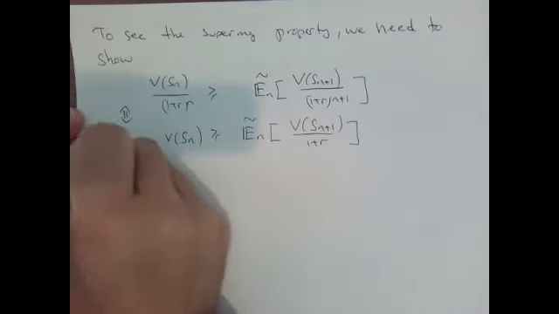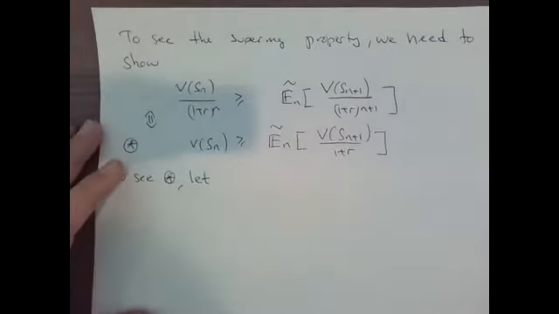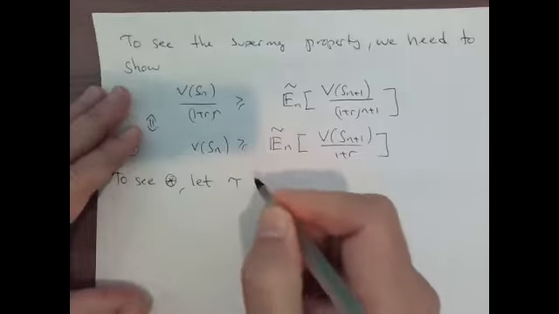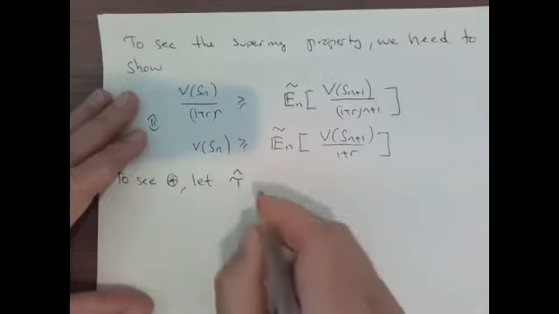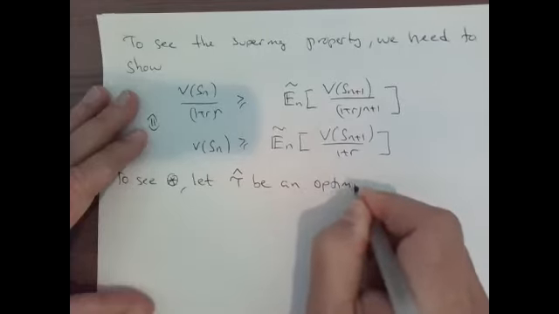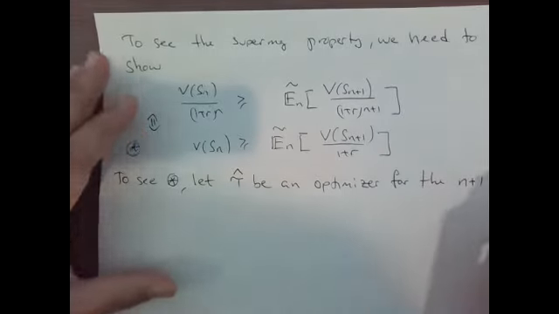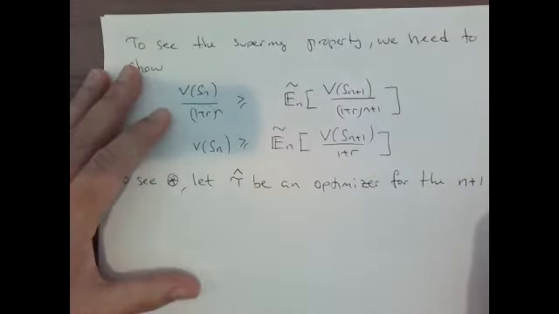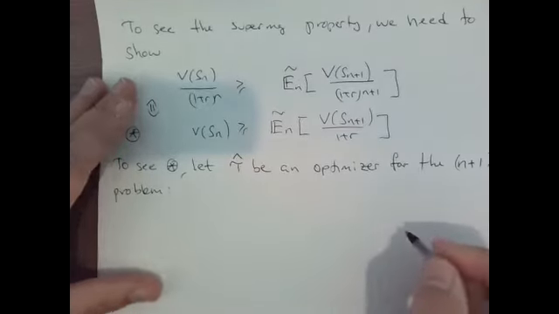So let me call this last one star. We're going to let, say, tau hat be an optimizer for the n plus 1th problem. So we find out what that means.